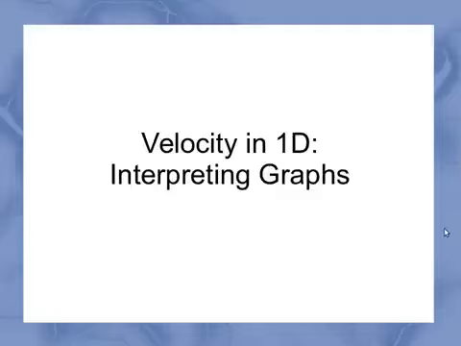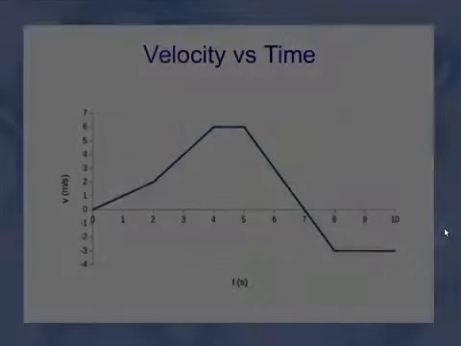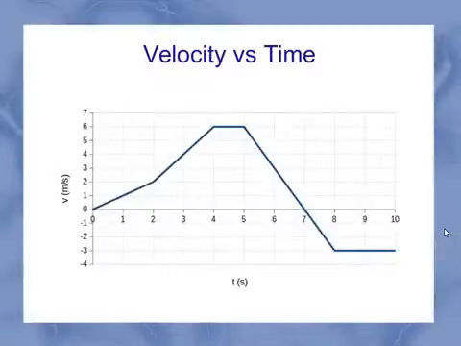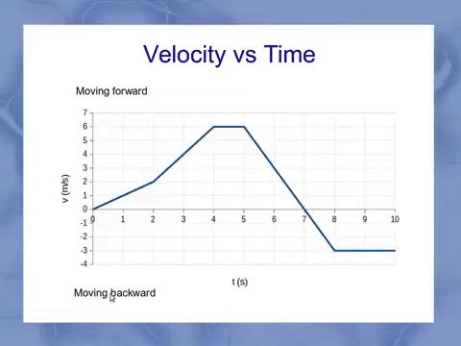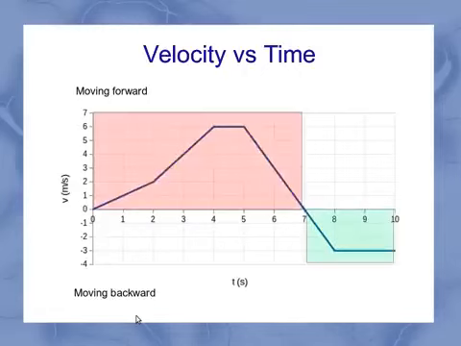Now we can start looking at interpreting our velocity graphs. I'm going to start with a fairly simple one. It's a quick reminder again, positive velocities mean moving forward, negative velocities mean moving backwards. In this particular one, everything above the x-axis is this whole big chunk here, so you're moving forward that entire time. And down here below the axis is when you're moving backwards the entire time.